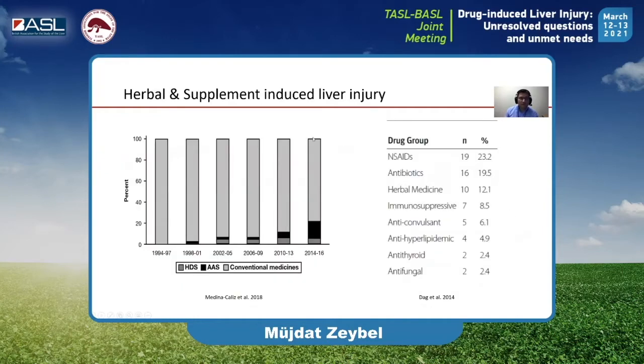What about herbal and supplement-induced liver injury? I think it is clear that it is becoming more and more common in Europe, in the UK, and United States. This is a Spanish database. In Turkey, I found a publication suggesting 12% of the cases are due to herbal or supplement-induced injury.